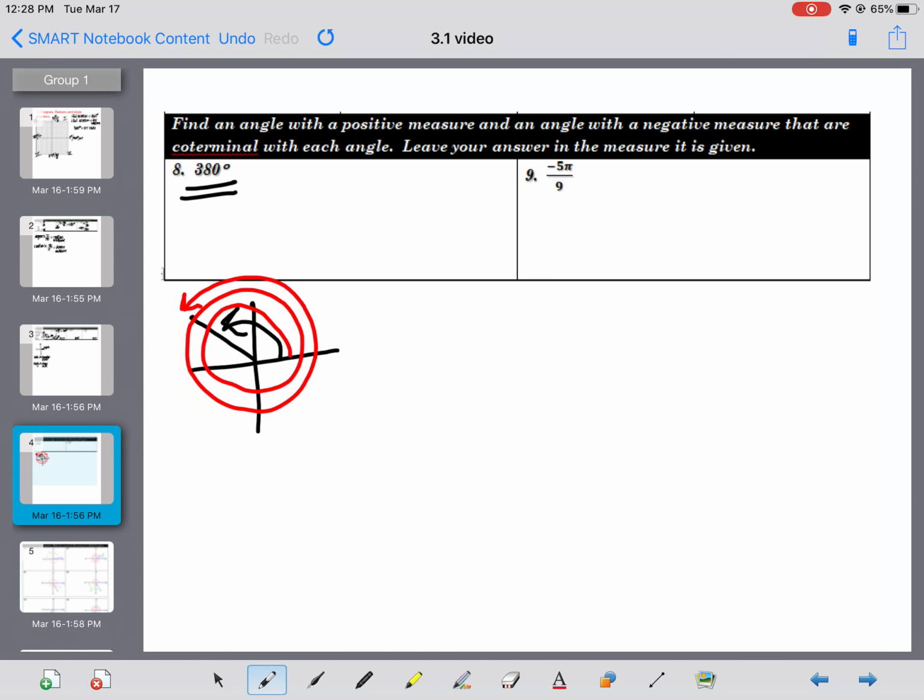Okay, so if we start with 380 degrees, in order to get a positive angle, you could take 380 and add 360 degrees to it. So 380 plus 360, we could say that 740 degrees is a positive angle. Now, because 380 is over a full rotation, I could also subtract 360 degrees and have a coterminal angle of 20 that still counts as being a positively measured angle.